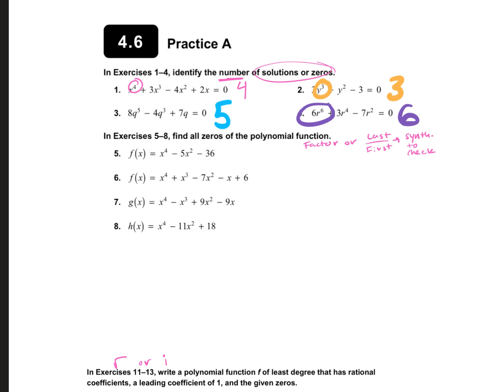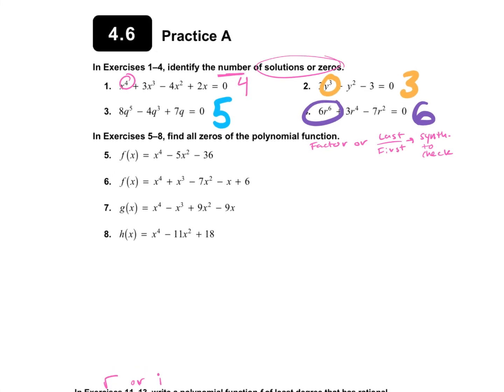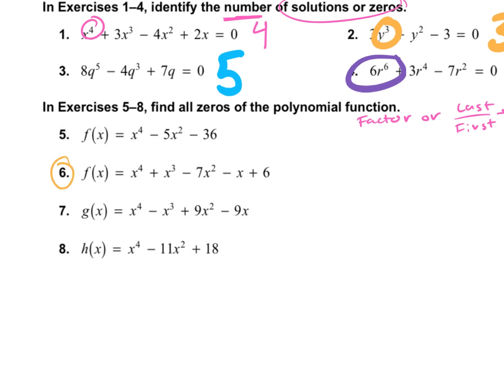All right, next, let's look at the next part. So we can either factor or use our last over first and do synthetic division to check and see what our answer would be. Let's do number 6. How many solutions am I going to have for number 6? 4, because my highest degree is 4. All of these are going to have 4 solutions.